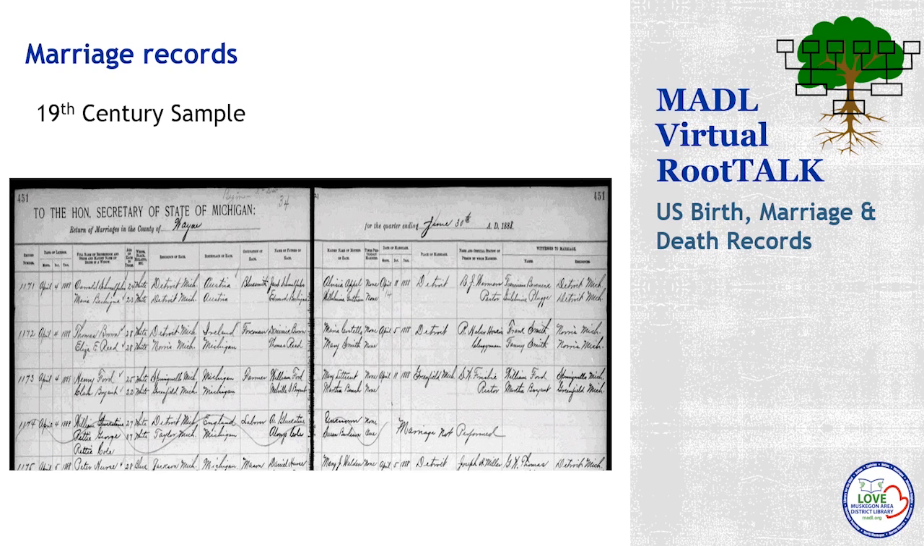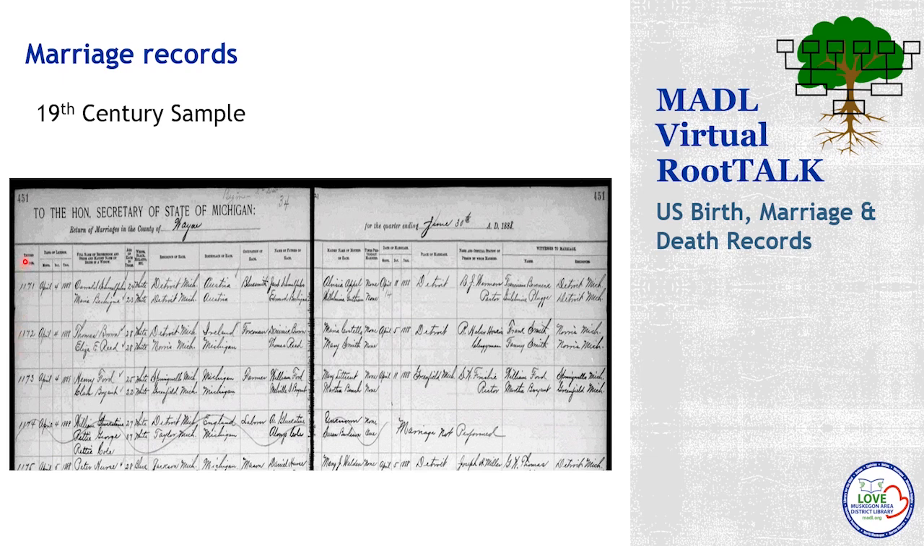And here is a look at a 19th century marriage record from the state of Michigan. We have up here, to the Honorable Secretary of State of Michigan, return of marriages in the county of Wayne in the quarter ending June 30th, 1888. So we have the information here of what the time frame is. And then again, we have the record number here, the number of the record as the clerk is recording it.